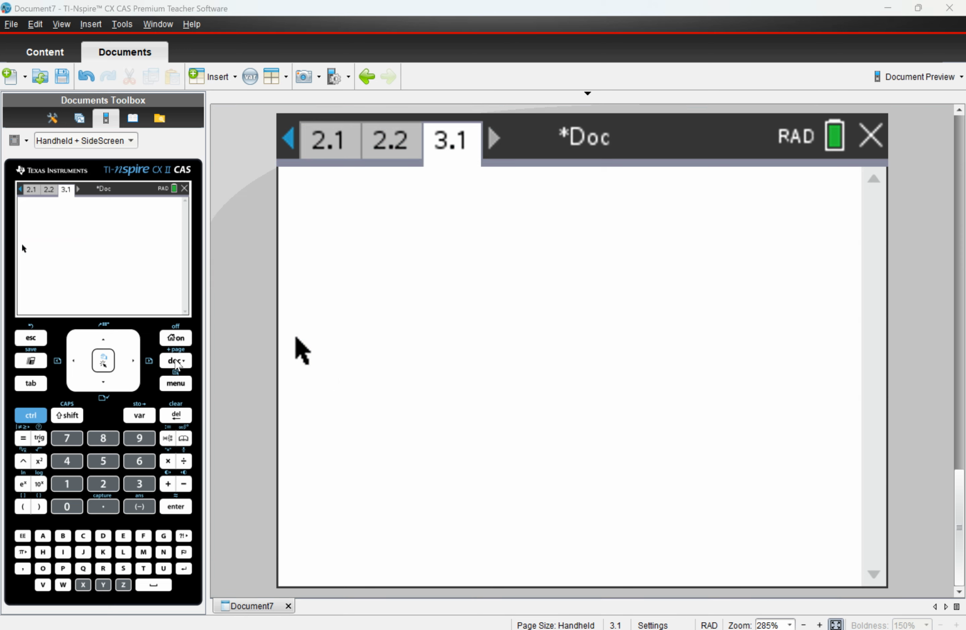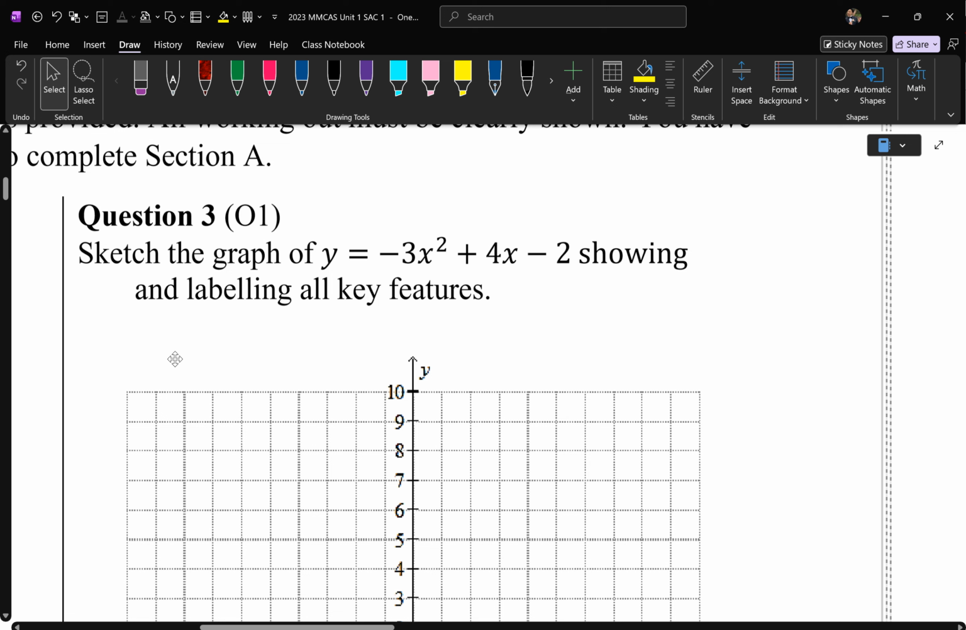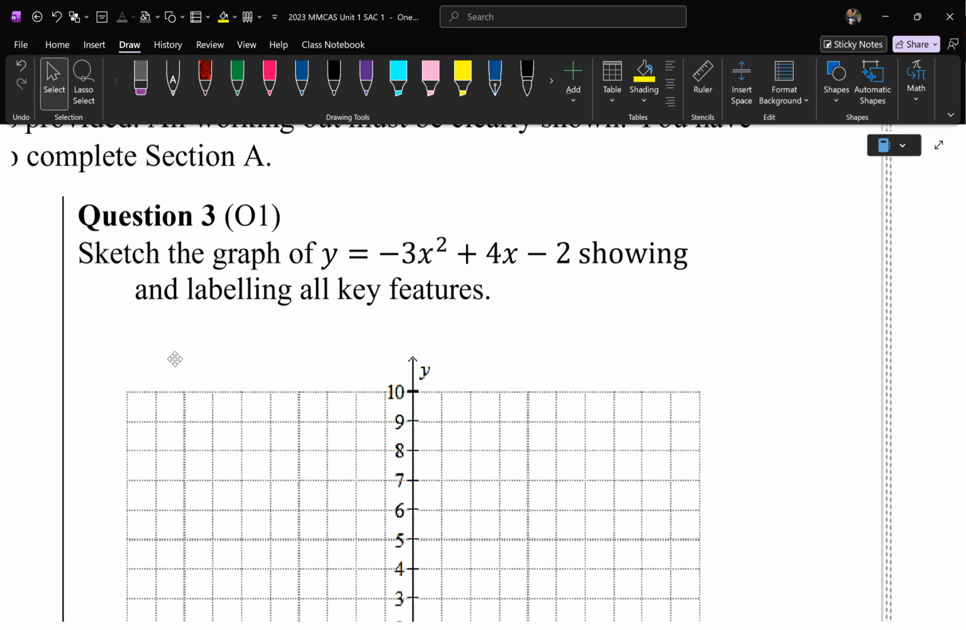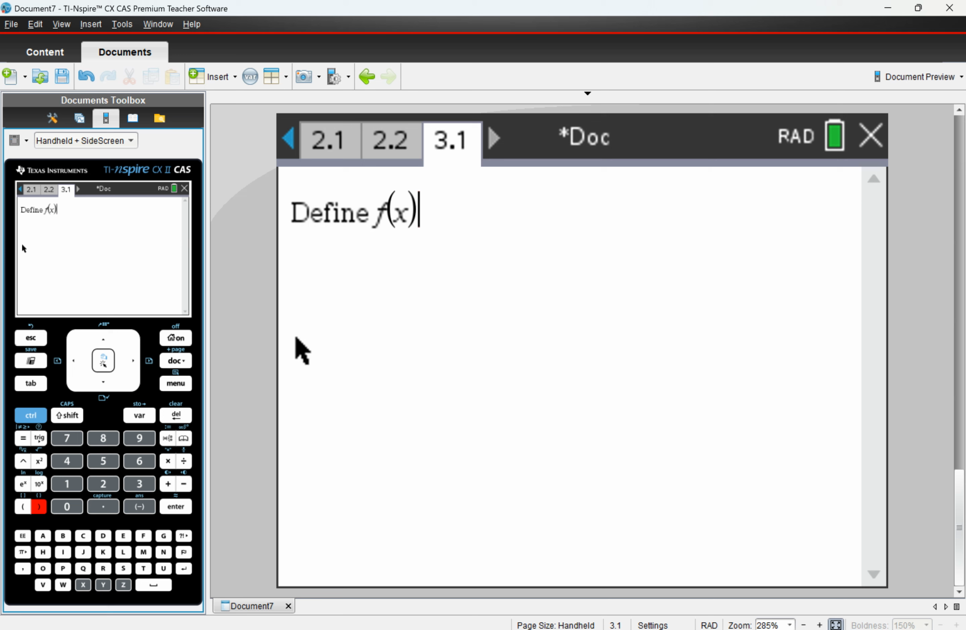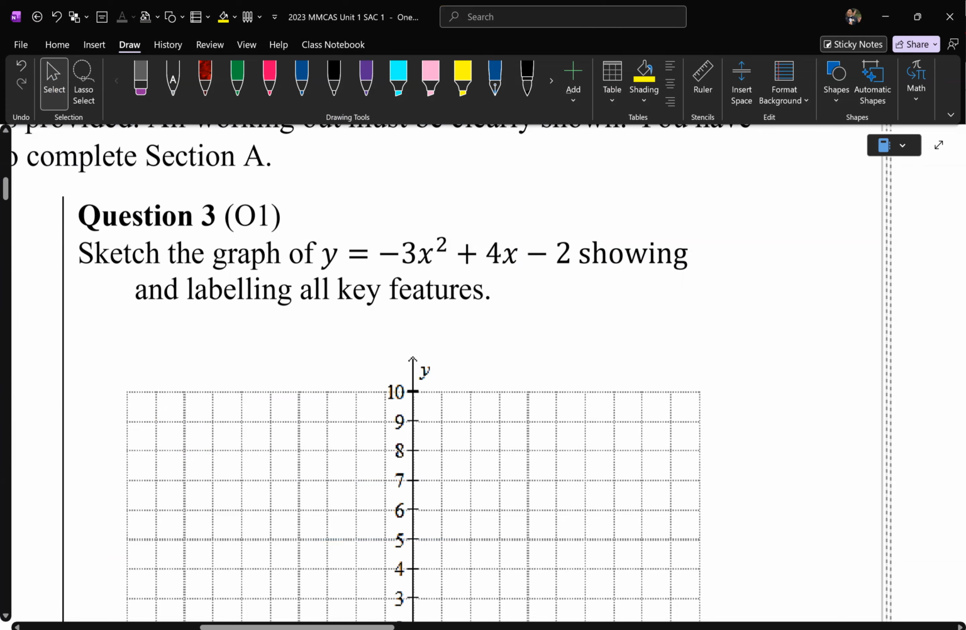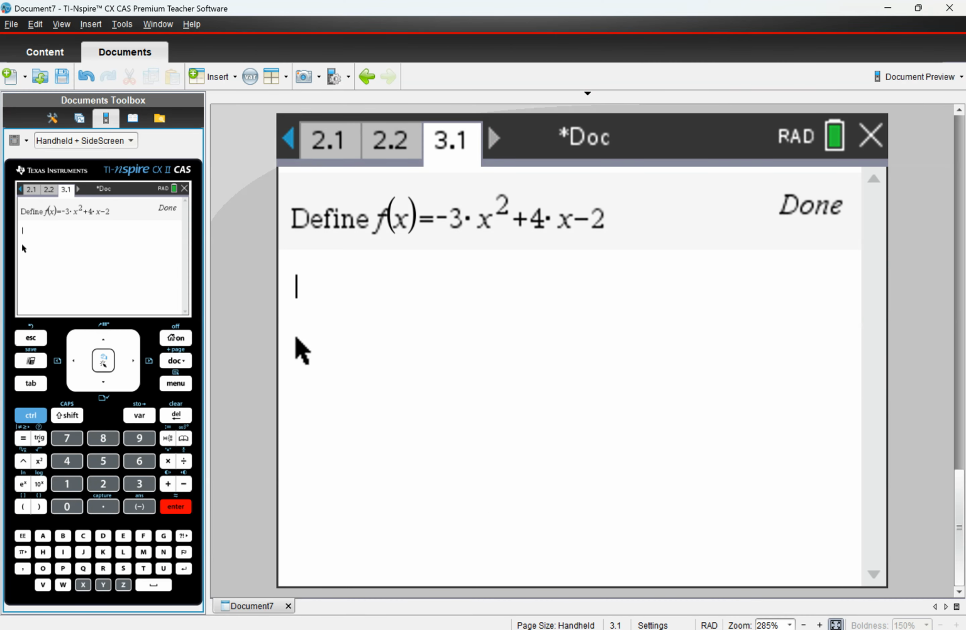I'm on question 3. I'm going to get you to define this function. Do question 3, I want you to practice yourselves. Menu 1-1, define this function. Let's go. -3x squared plus 4x minus 2. So we go, menu 1-1, define f of x. And notice it's not bolded. It's all fresh again. -3 times x squared plus 4 times x minus 2.